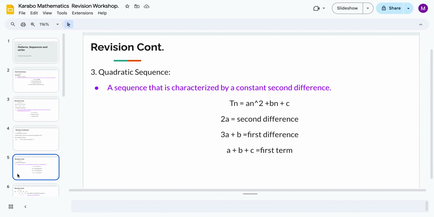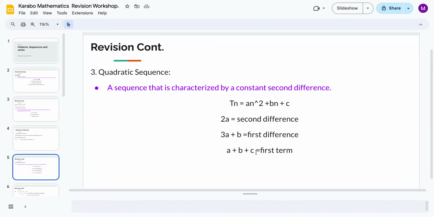Okay, and the last type of sequence we're going to go through today is our quadratic sequence. Now, a quadratic sequence is a sequence that is characterized by a constant second difference. Do not confuse this with arithmetic sequences, which have a constant first difference. The general term for a quadratic sequence is Tn is equal to an squared plus bn plus c. Now we have A, B, and C. These are the coefficients of our term.